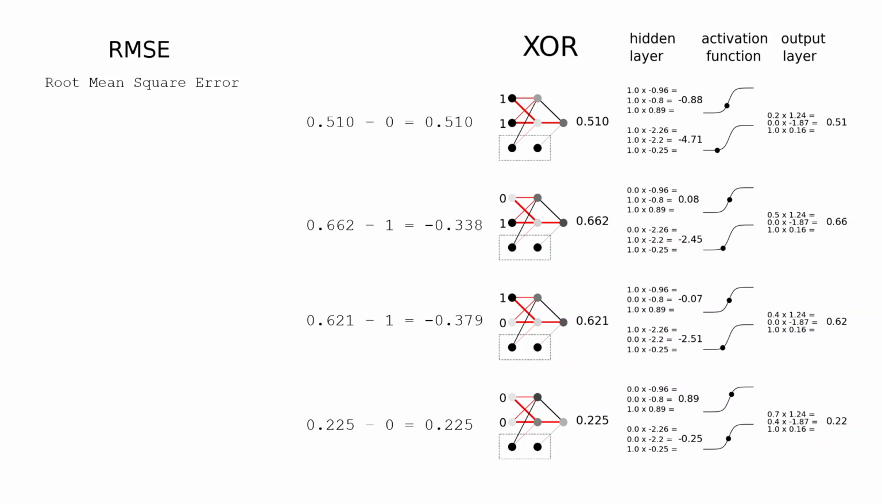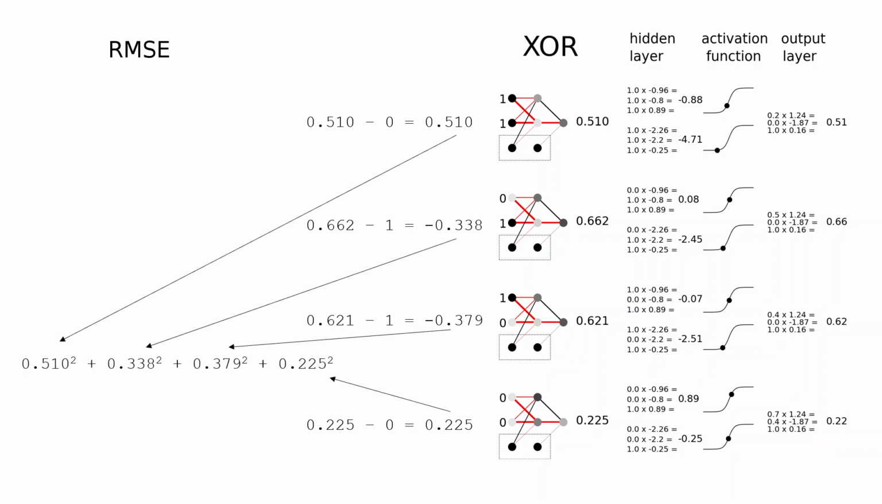The next step is adding them all up, but we're going to take the square of the numbers. That has two effects. One, all the minuses you can throw away, because minus 1 times minus 1 is 1 anyway. And the second effect is that if an error is bigger, the impact is also proportionally bigger. This step, taking the squares, is the S in the root mean square error name.